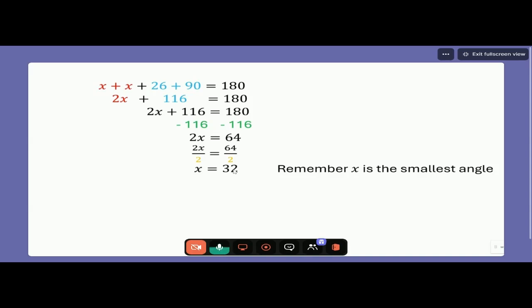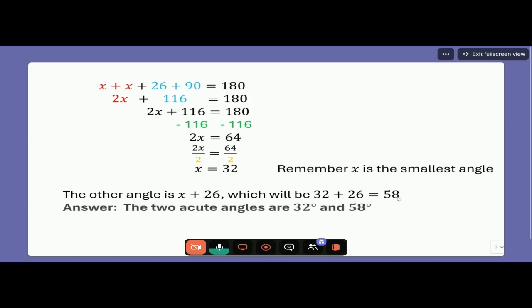And what about the other angle? Well, we were told that the other angle is 26 more than the smallest angle, or we call that x plus 26. So we take our smallest angle, 32, and we add 26, and we get that the other angle must have been 58. And there is our solution. The two acute angles in the triangle are 32 degrees and 58 degrees.